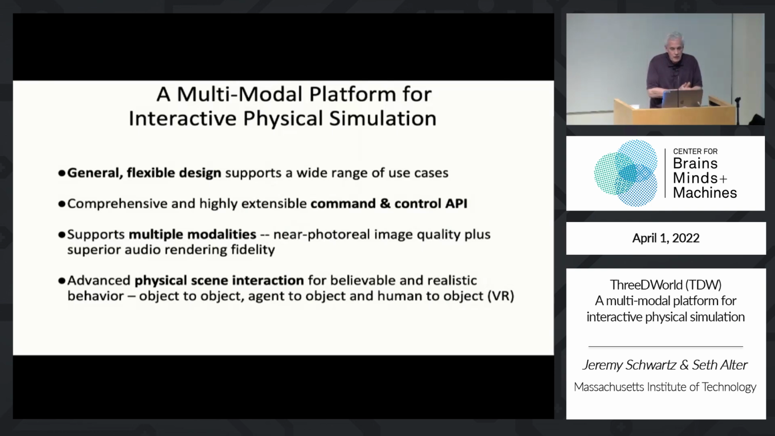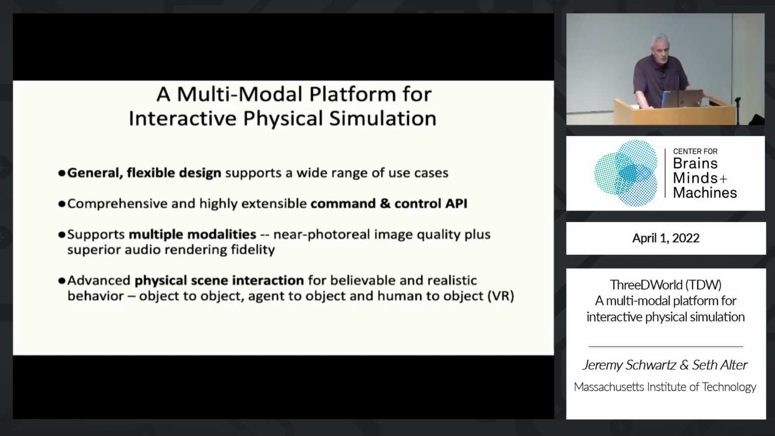So in this overview, there are 4 key aspects of TDW I'd like to talk about. First is the generality and flexibility of TDW's design. Second is its systems architecture and the API that supports the generality of that design. Thirdly is how we afford equal status to visual and auditory modalities. And fourth is TDW's advanced physics capabilities that allow rigid body objects, soft body objects, cloth, and fluids to interact.